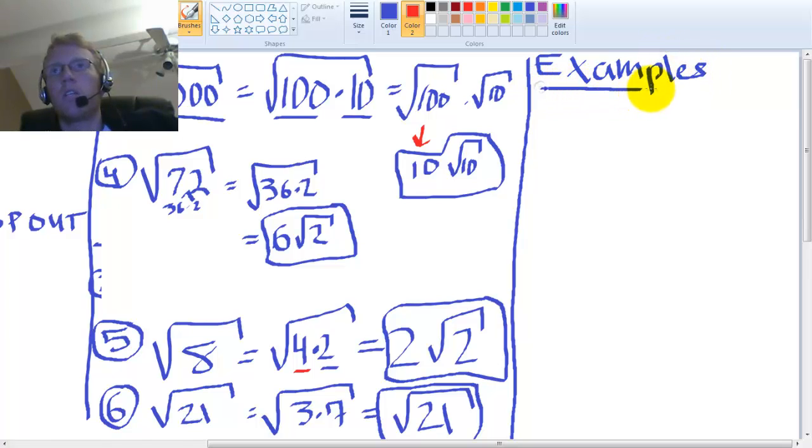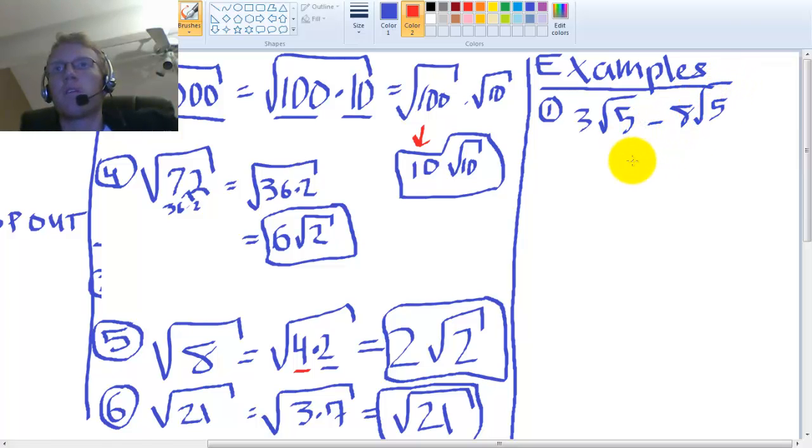Alright, let's test your understanding. Example 1. So let's do 3 root 5 minus 8 root 5. Okay? These are like terms. We're adding or subtracting, so we just have to make sure that the number under the square root's the same, and then we combine the coefficient.